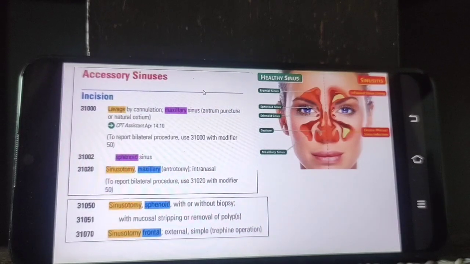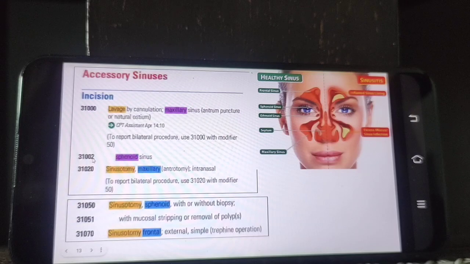Lavage means flushing or washing. For maxillary sinus, go for 31000. For sphenoid sinus, see that image, 31002. So here the procedure is lavage. For maxillary sinus 31000, and for sphenoid sinus 31002.